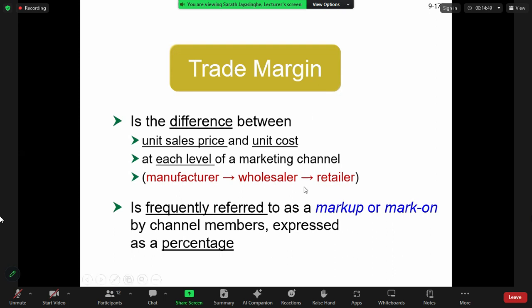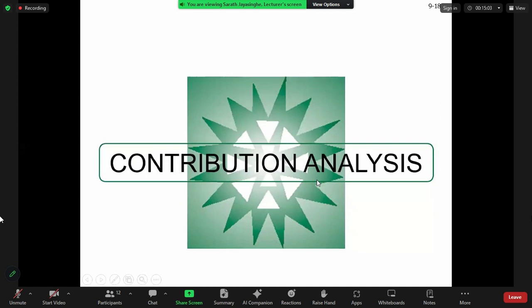It is frequently referred to as markup or mark-on. Normally we say markup by channel members, expressed as a percentage. Then contribution analysis is also easy to apply in these cases, because we are setting prices and changing prices. Therefore, let's try to remind ourselves of it.